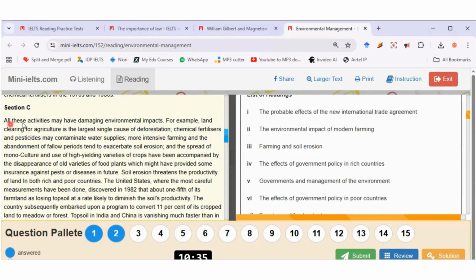Now, all these activities, what are they talking about here? They're talking about farming. "All these activities may have damaging environmental impact. For example, land clearing for agriculture is the largest single cause of deforestation." Can you see? Farming causes deforestation. What is that? Environmental impact of farming. That's what I'm saying here. Let's go on. "Chemical fertilizers and pesticides may contaminate water supplies." Can you see again? Fertilizers are used for farming.